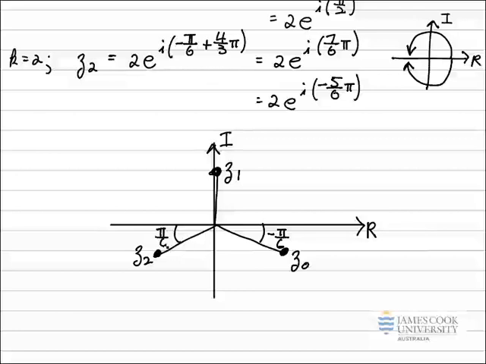So we look at the Argand diagram and we see that the three solutions are nice and evenly spaced apart. They're all the same distance from the origin, so it looks like we have answered our question and sketched the three cube roots of minus 8i.